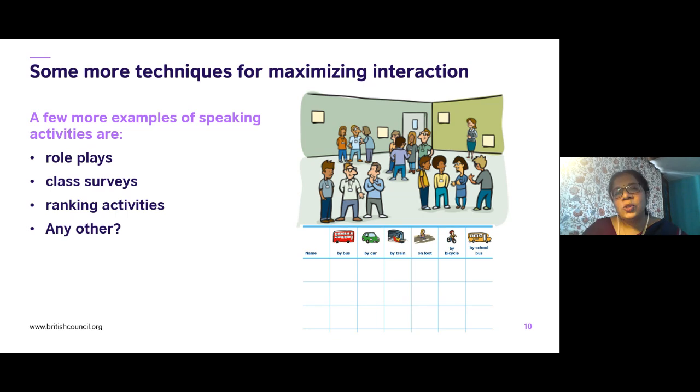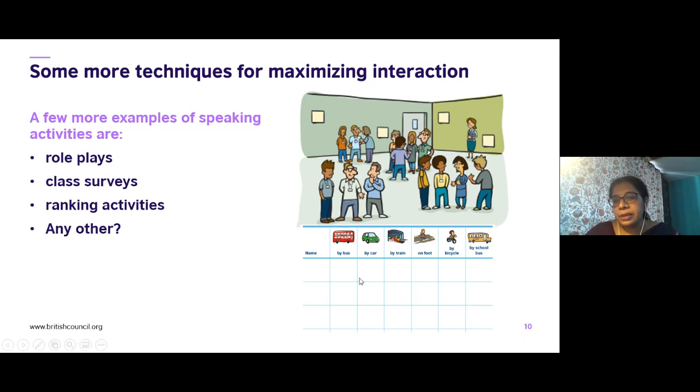Okay. So here are some more techniques that you could use for maximizing interaction. I think some of you have talked about role plays. I could see that in the chat. Another activity or technique that you could use are class surveys.